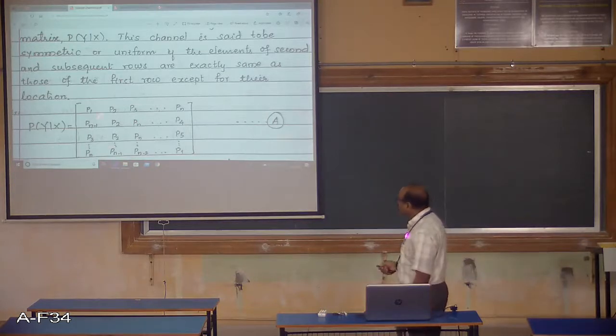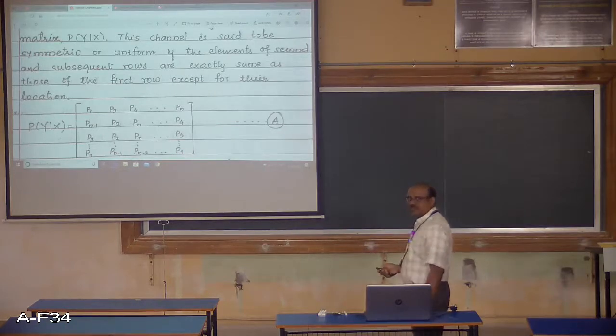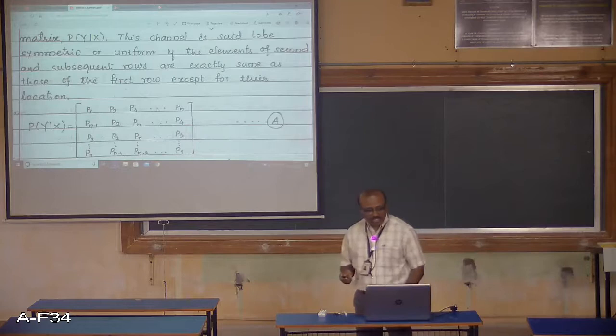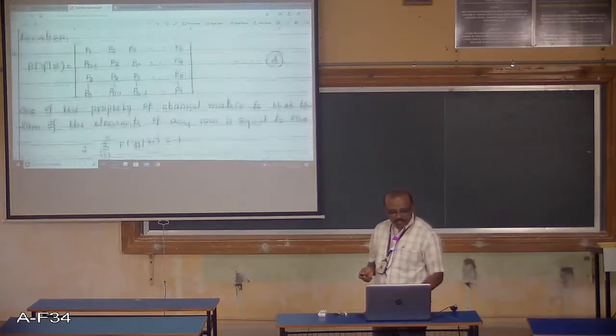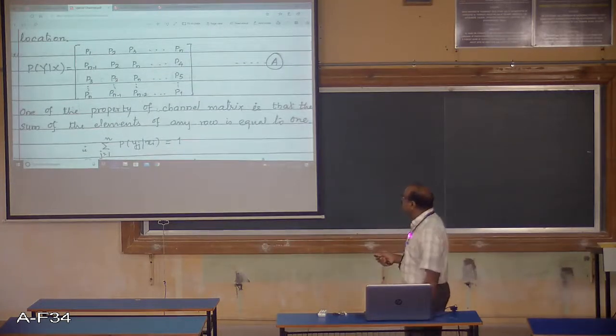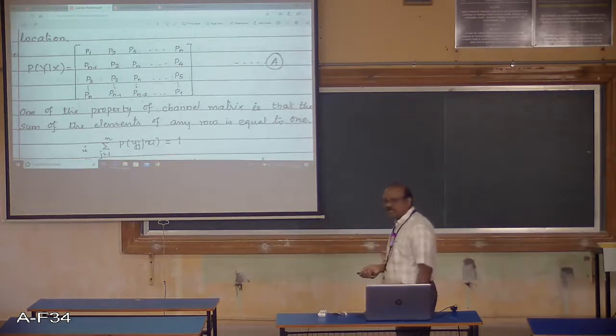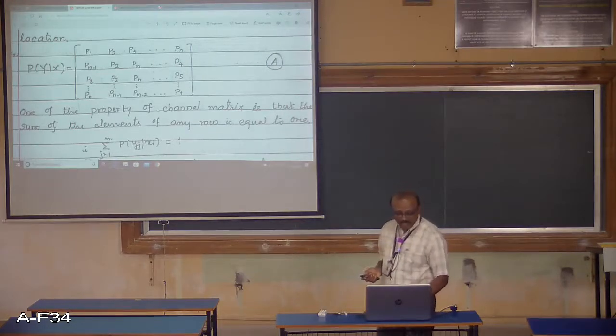If the elements of the first row are repeated in all the remaining rows, maybe with positions changed in the matrix, such a channel represented in the channel matrix, we call a symmetric channel or uniform channel. For such a symmetric or uniform channel, where the second and subsequent rows are the same as the elements of the first row, irrespective of their position in a particular row, how do we calculate the channel capacity?